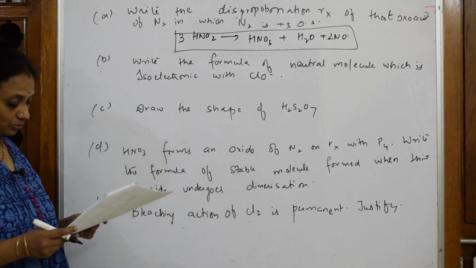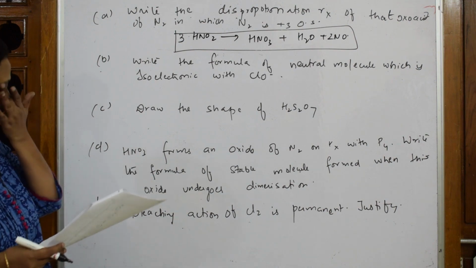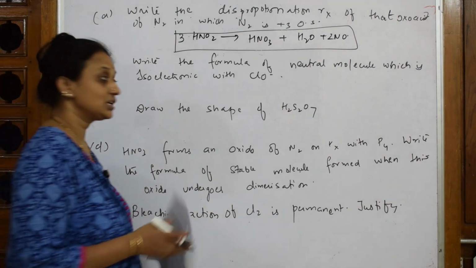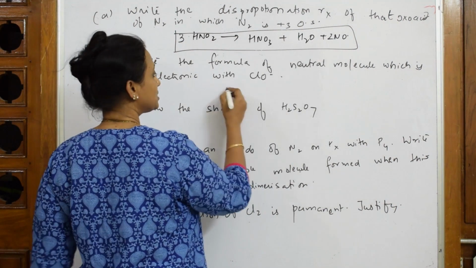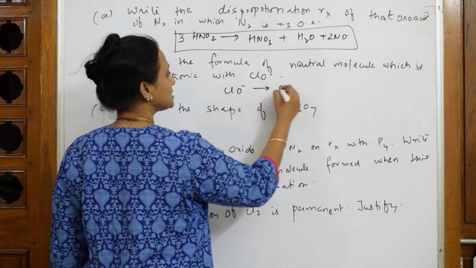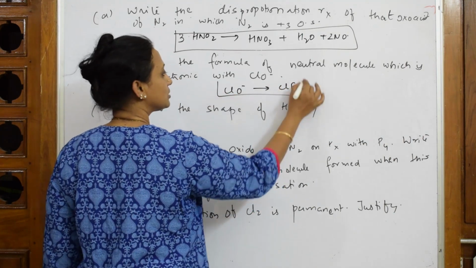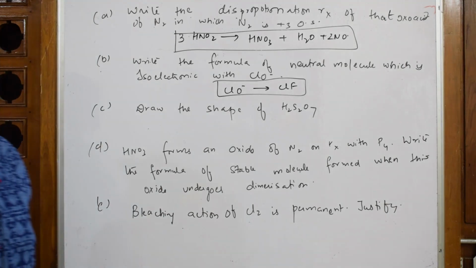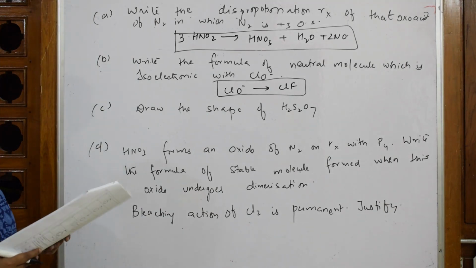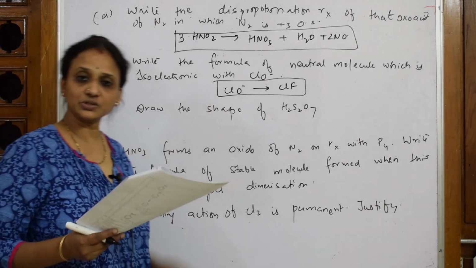Next, write the formula of the neutral molecule which is isoelectronic with ClO minus. So isoelectronic species also we have studied. The answer would be ClF. This is the isoelectronic species having the same number of electrons. Done. Next one, draw the structure shape of H2S2O7.